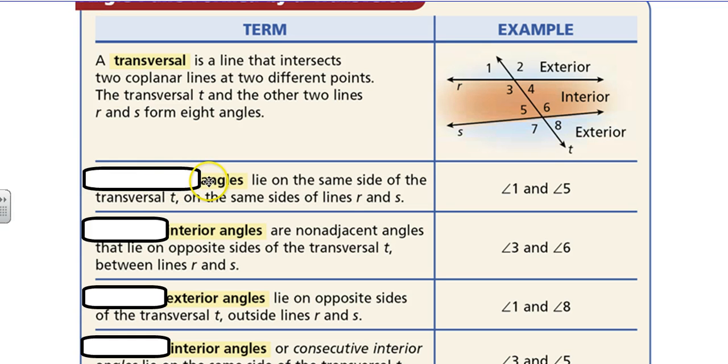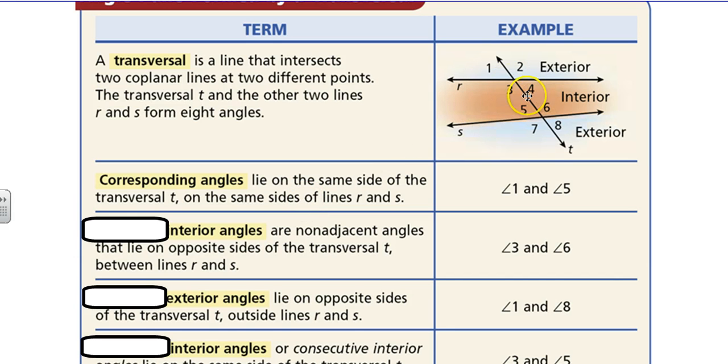There's a special name for angles that lie on the same side of the transversal and on the same sides of lines R and S. In other words, angle 1 is, as we're looking at this, in the upper left of the angles that are formed by transversal T, right? Angle 1 is in the same position as angle 5, right? So we actually have 4 pairs of, these are called corresponding angles.